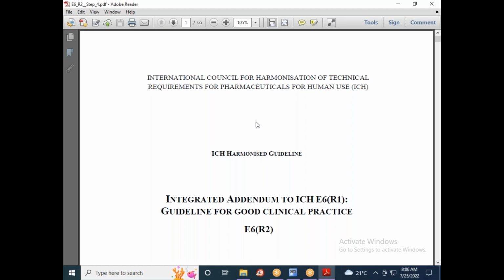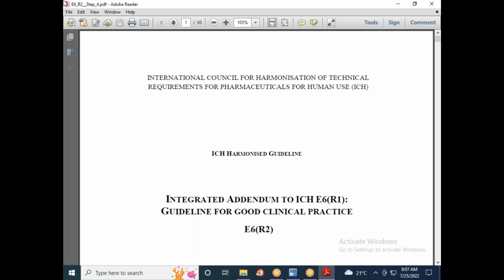Right. So first of all, if you want to work in real-time scenarios, we have to be good at some basics. We should have some basic understanding about this particular domain. So, what are the important guidance documents that are required? Okay, right. So first of all, ICH GCP E6.